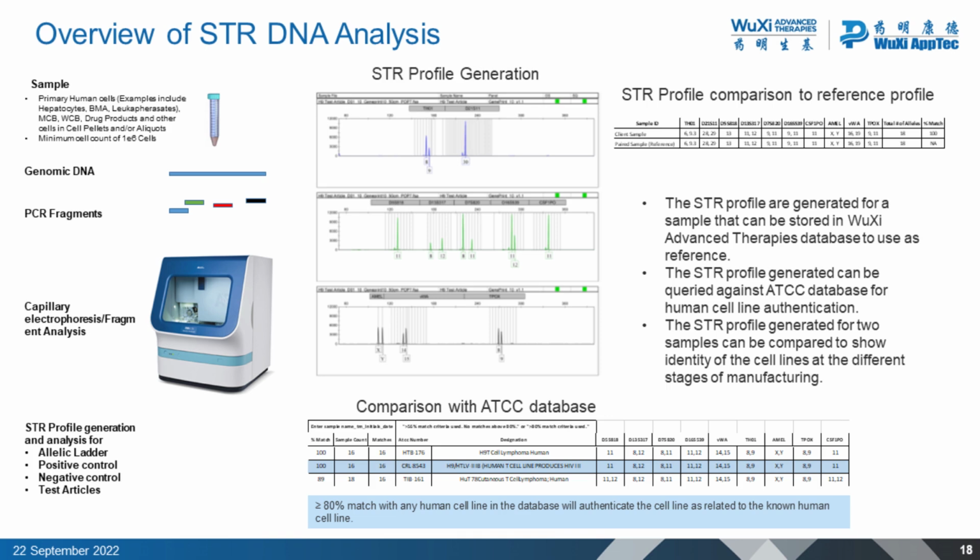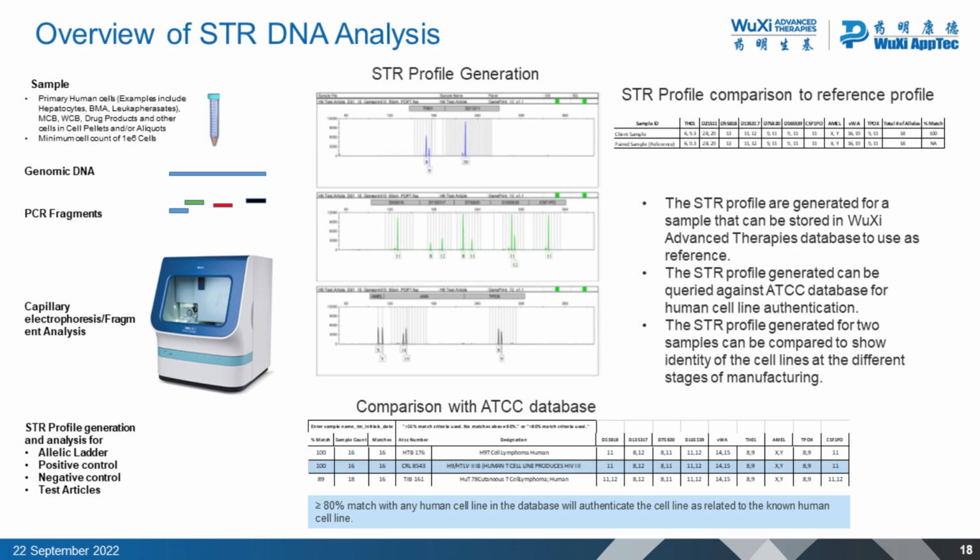And in this case, we then use these peaks to compare to the reference profile between the client sample and the reference from the ATCC's database. If there is a match, we determine how much match. We have set 80% as the threshold, as the minimum number of loci that need to match for us to call the comparison as identical samples.